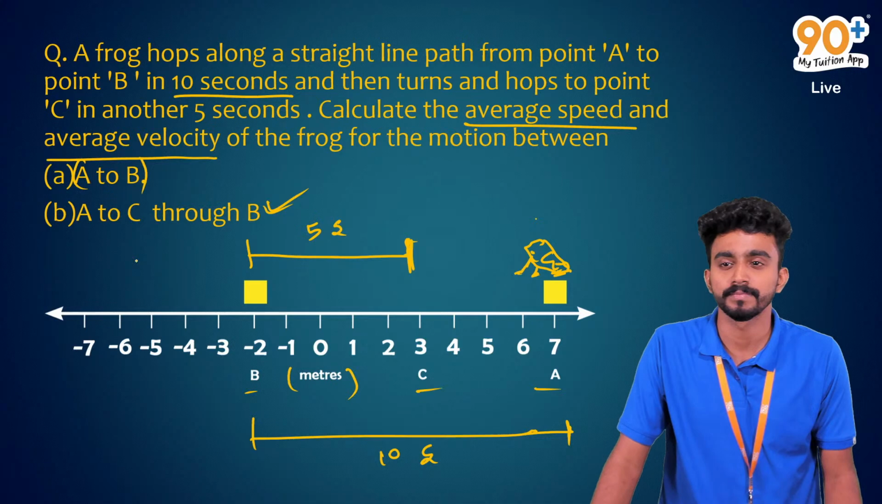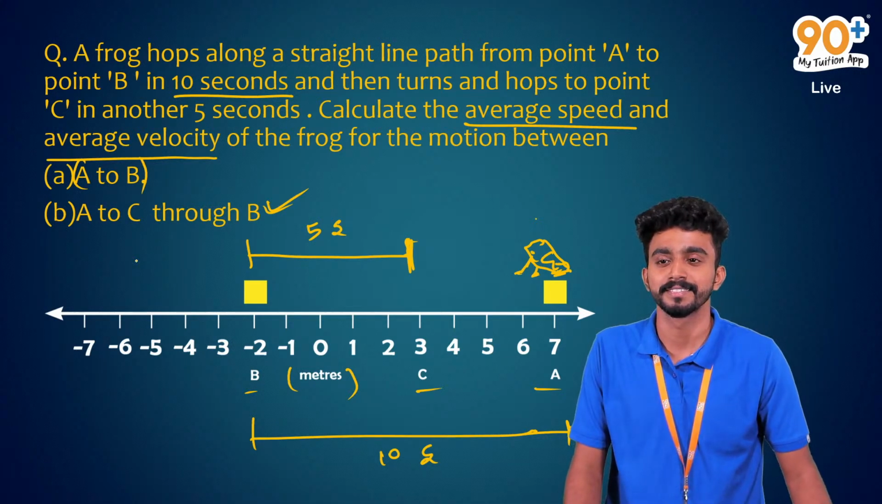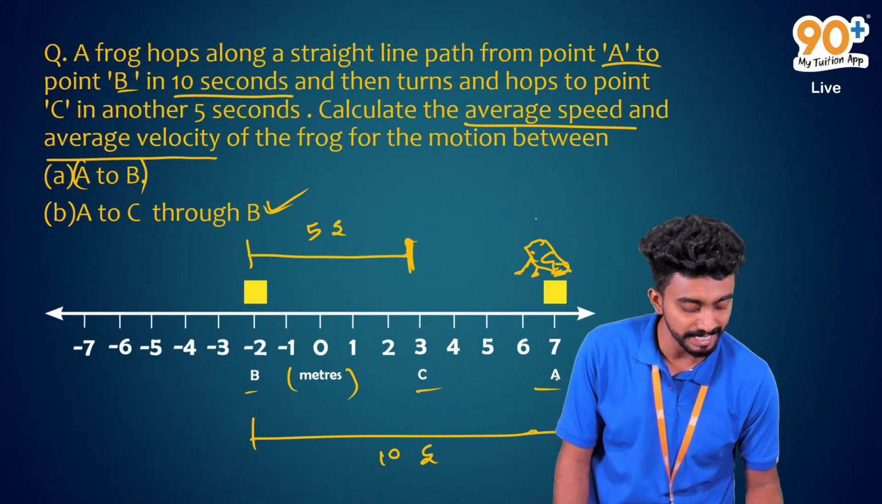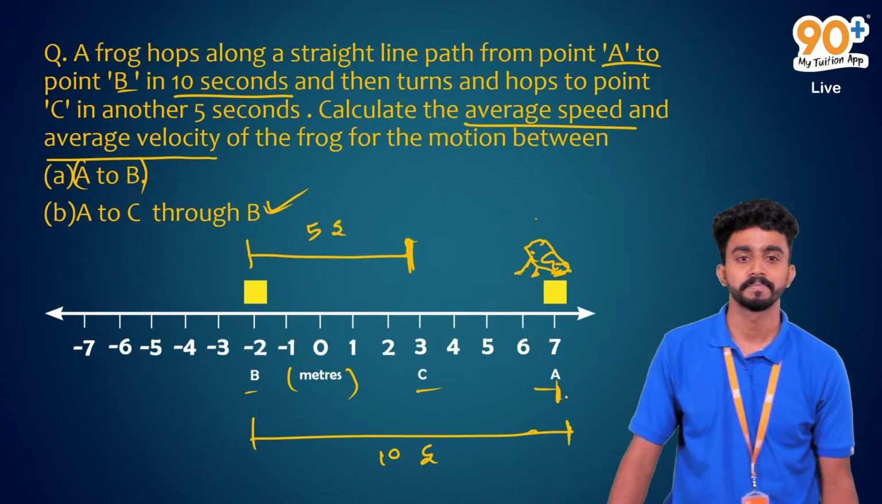Sir, what is the initial position? How do you know which is? It is mentioned the frog is moving from A to B, so the initial point is over here.